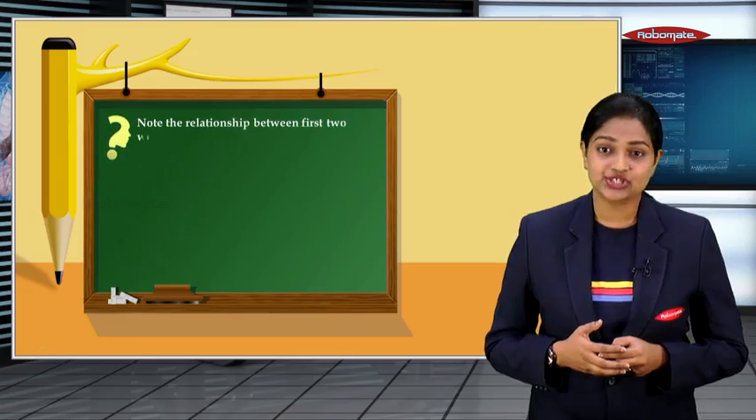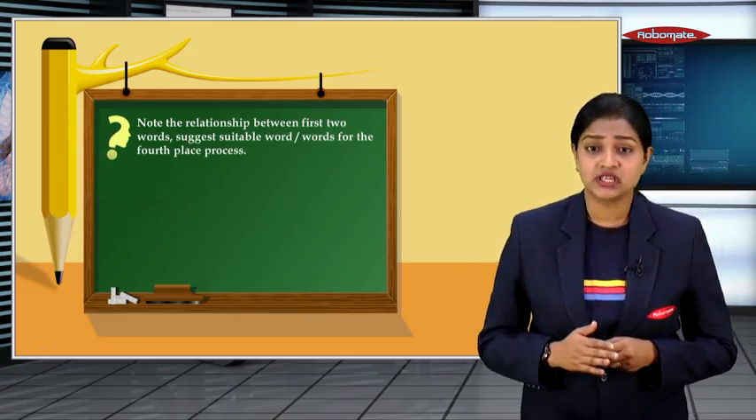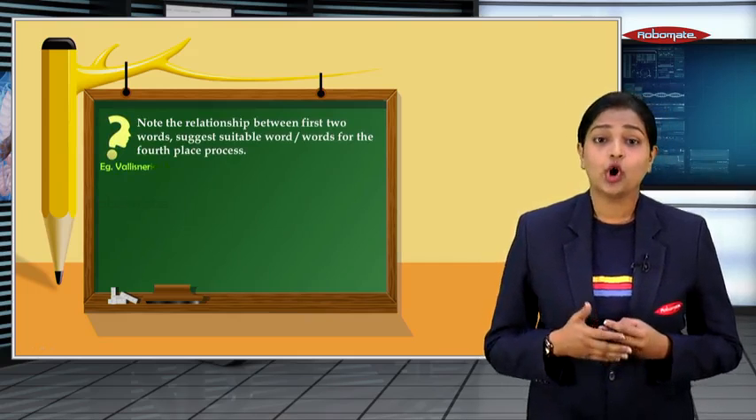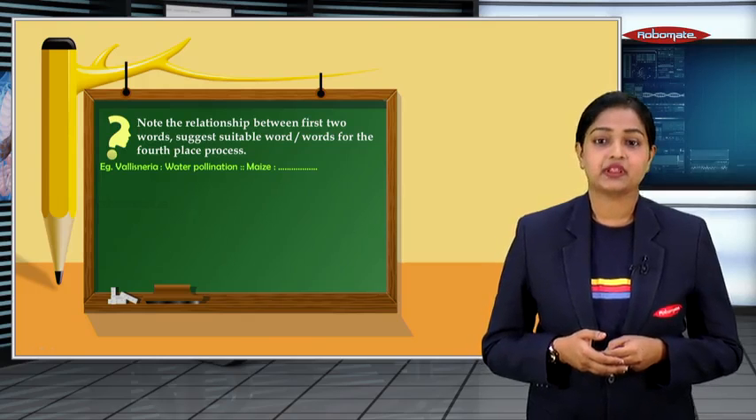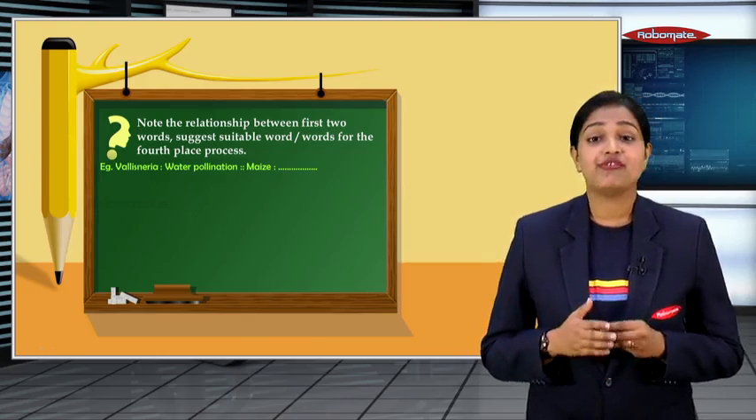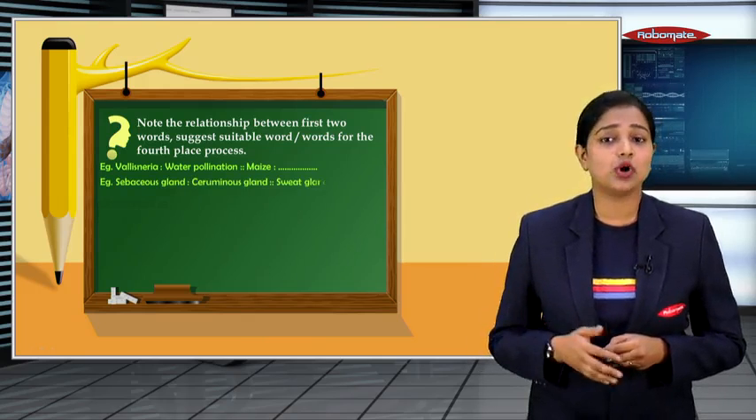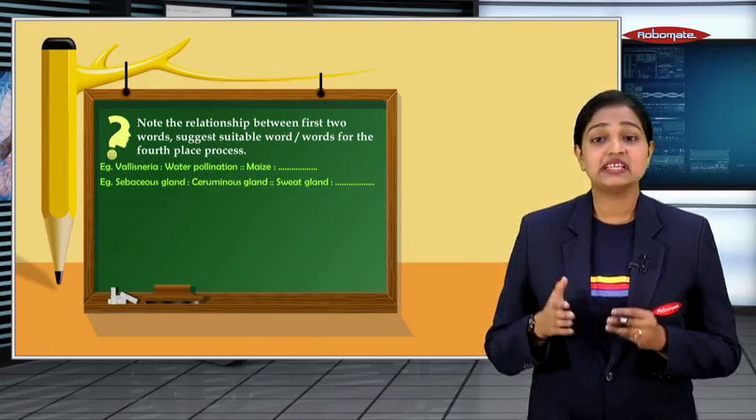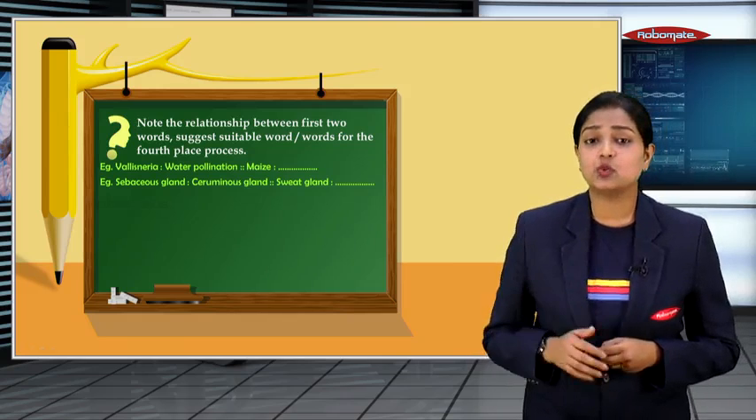Moving ahead to the next question. Note the relationship between the first two words. Suggest suitable word or words for the fourth place. First example is Vallisneria is to water pollination as maize is to what? And the second example, sebaceous gland is to ceruminous gland as sweat gland is to what?